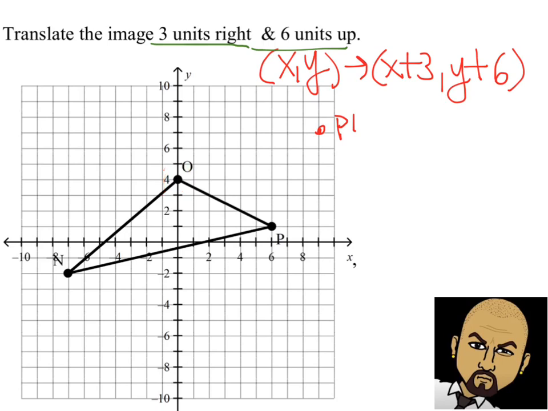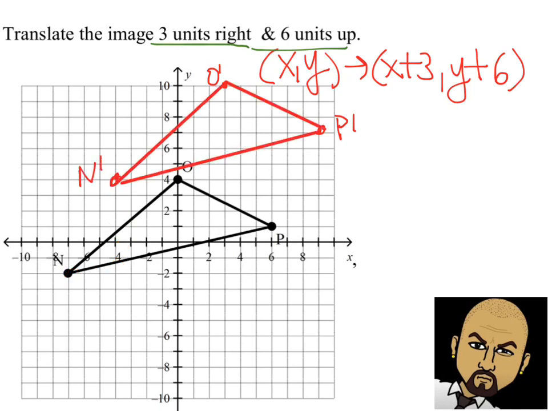Let's go to vertex O. Once again, 3 units right, 6 units up. We translated vertex O, and we're going to label it O prime. And let's do the same exact thing, 3 units right and 6 units up for point N, and translate it, and we're going to label it N prime.